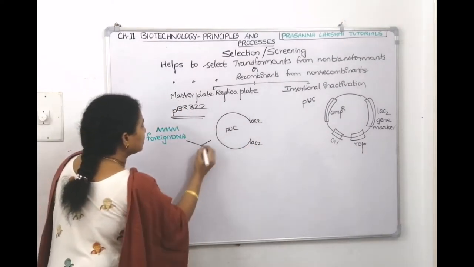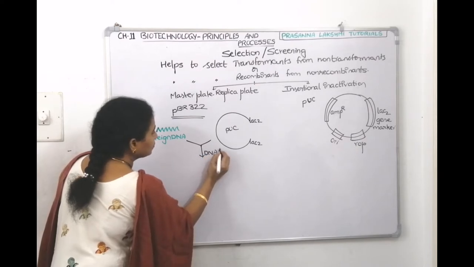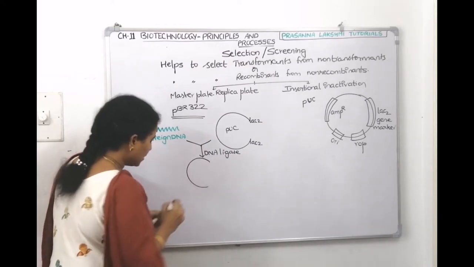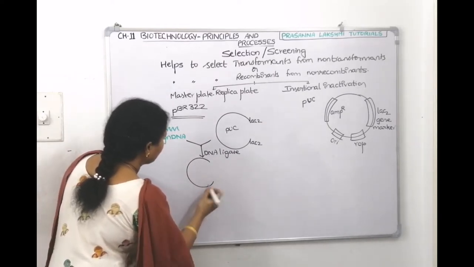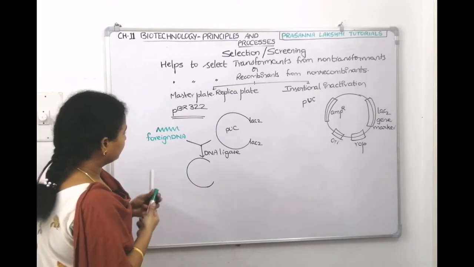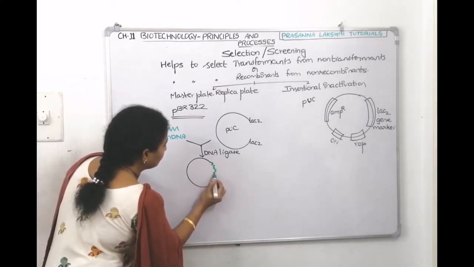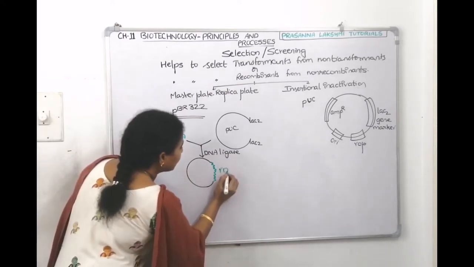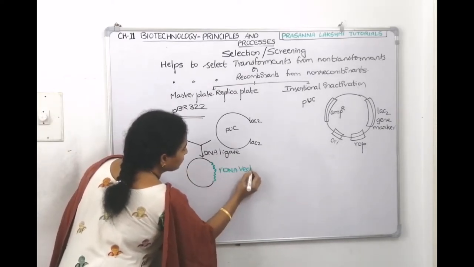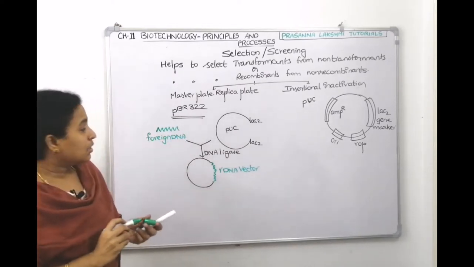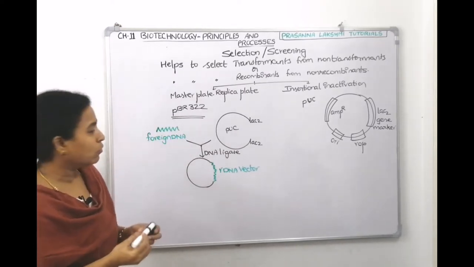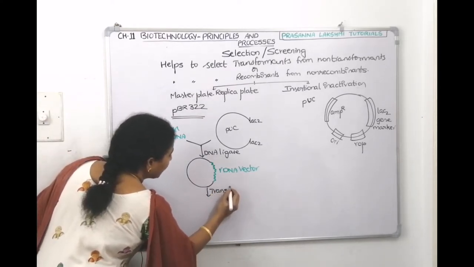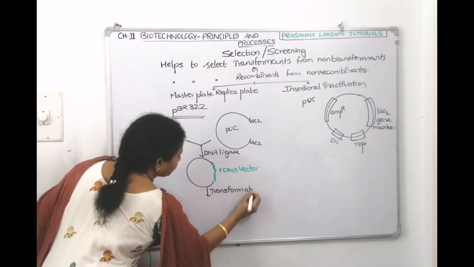Now give DNA ligase enzyme. When you give DNA ligase enzyme, then what happens? In between this, the desired DNA will ligate. So, your foreign DNA got ligated. So, what is this? This is rDNA vector. You will get recombinant DNA vector. Now, this recombinant DNA vector is sent into the host bacterial cell by a technique called transformation.